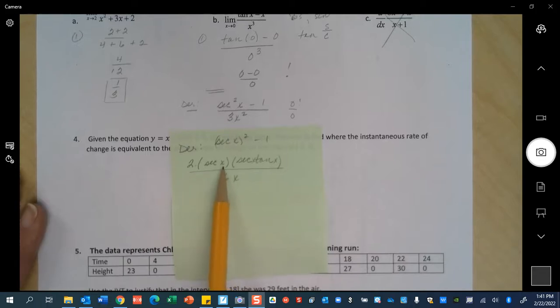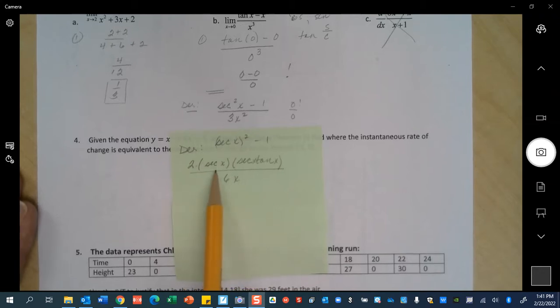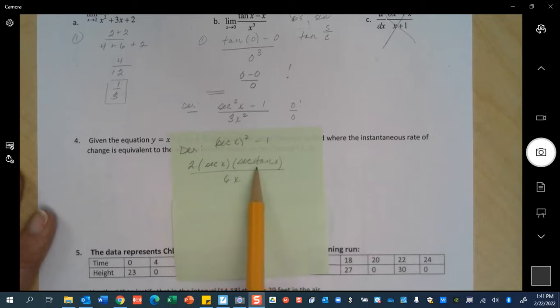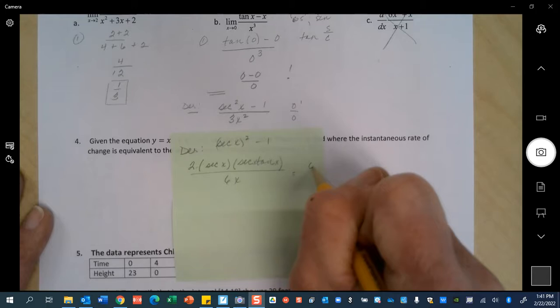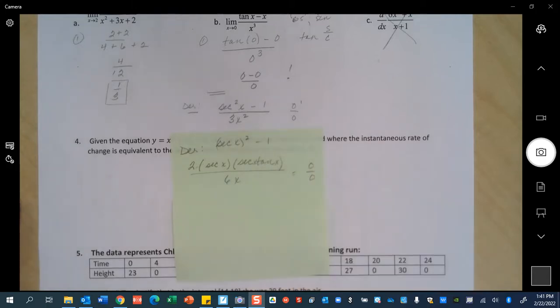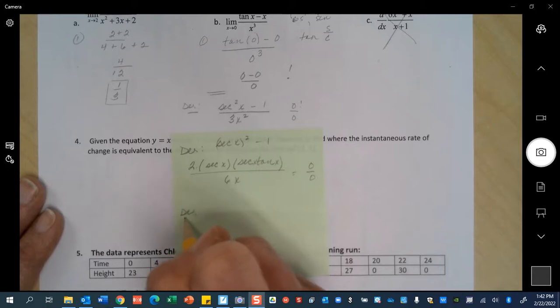So the secant, as x approaches 0, the secant is friends with cosine. So it'd be 2 times the 1 over the cosine, right? So 2 times 1 times the tangent is going to be 0, so that's going to 0 that whole thing out again, right? So I end up with a 0 over 0. What? So I need to find the derivative again.